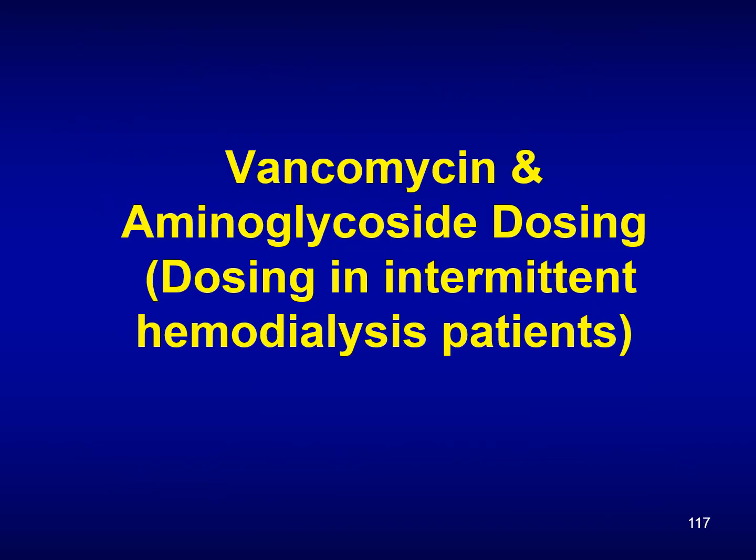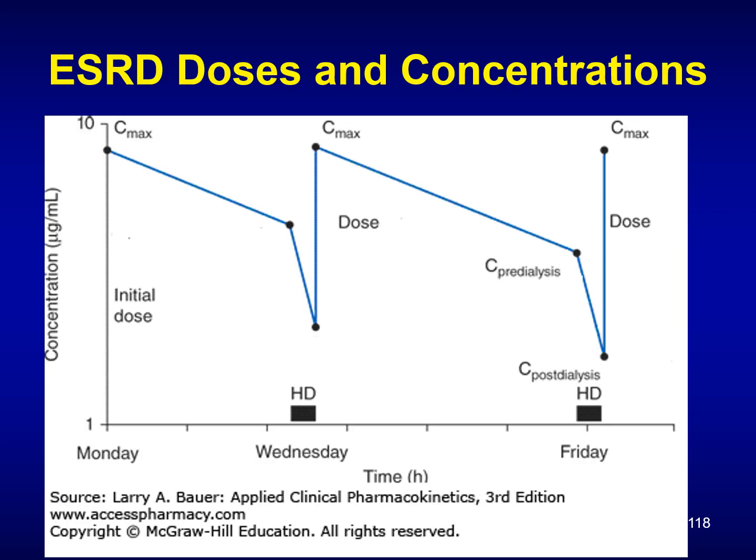Moving on, we will talk about vancomycin and aminoglycoside dosing in intermittent hemodialysis patients. Graphically, this is what dosages and concentrations will look like for patients receiving vancomycin and aminoglycosides who are end-stage renal disease on intermittent hemodialysis. Following initial dose, we will achieve a Cmax, followed by a shallow elimination curve. This usually is due to some residual renal clearance and non-renal clearance.